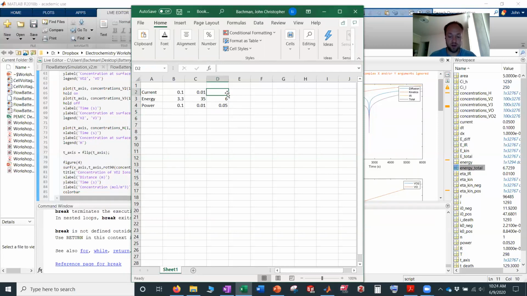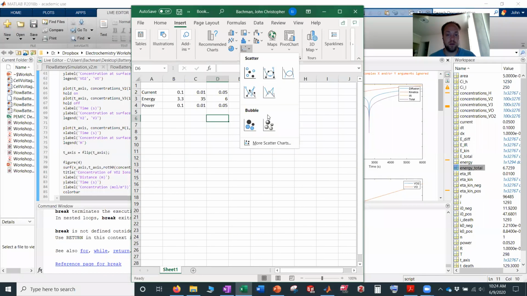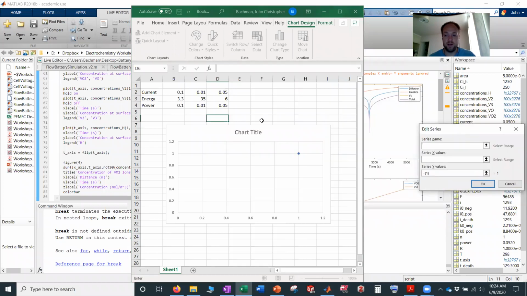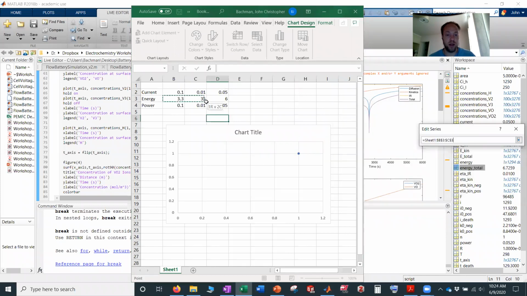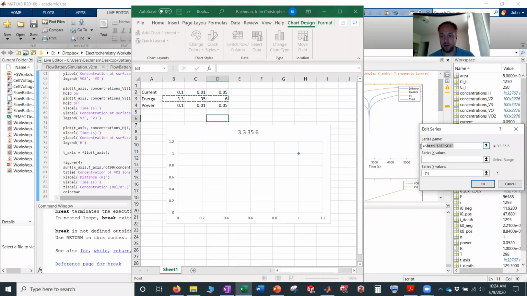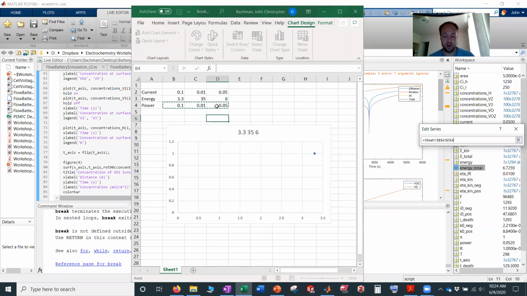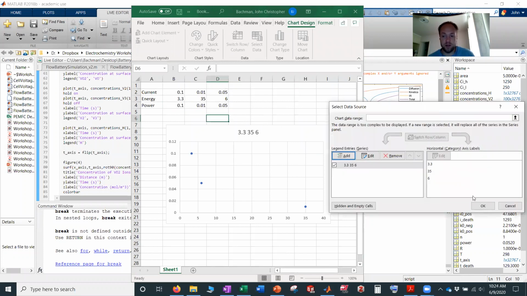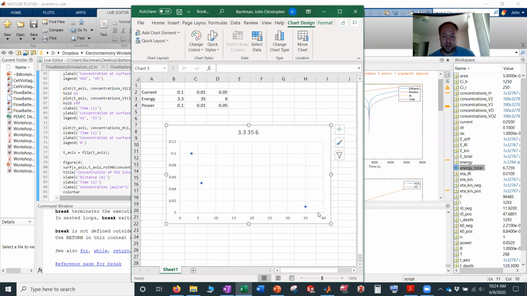This was 0.05. So what you see is if we plot these, so insert scatter plot, select data. So our X values will be our energy. Oh, that's our series name. X values will be our energy. Our Y values will be our power. You'll get kind of this trade-off. And you'll typically get kind of lines like this.